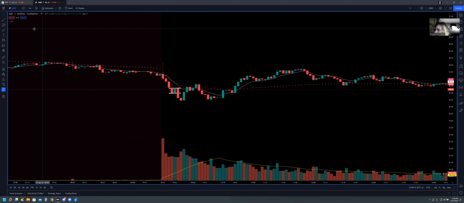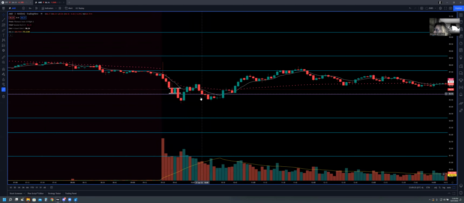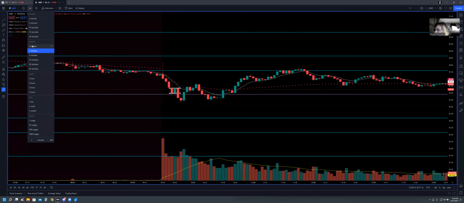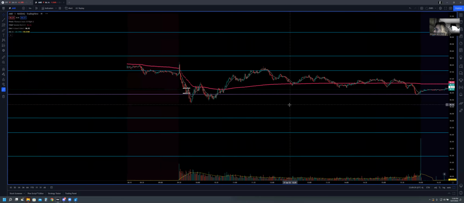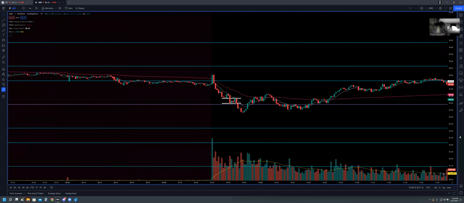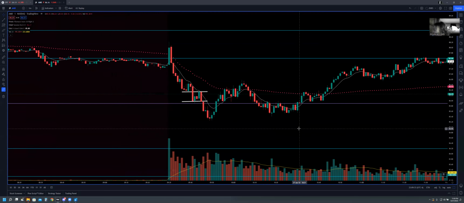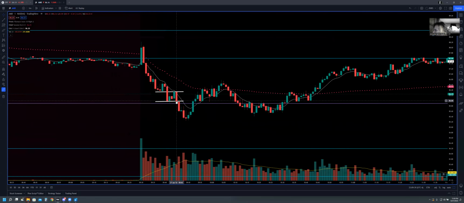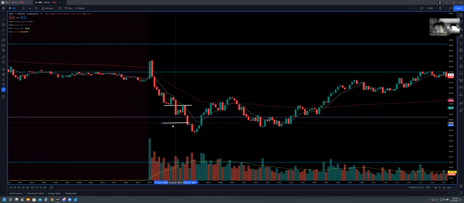I actually think I used pivots on that one. So we turn on pivots. Beautiful. And then if you scale down to 1 minute, that's when I was like, watch this, I think it was like the 86 level or something. It was near it. But I was watching for this consolidation, this little bear flag setup.